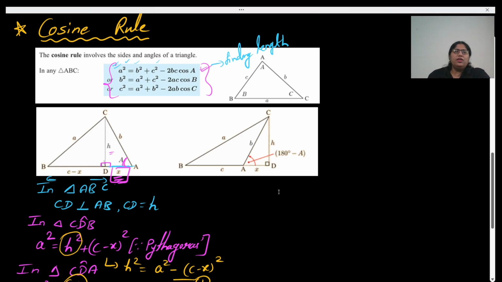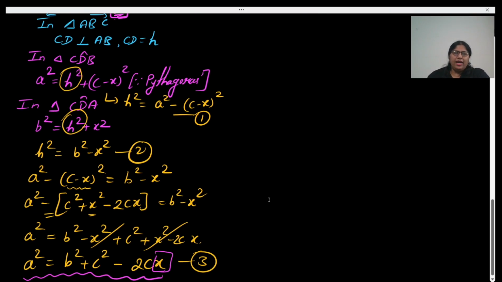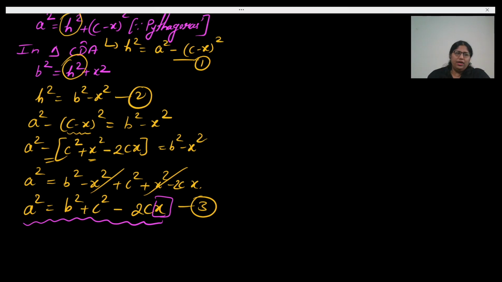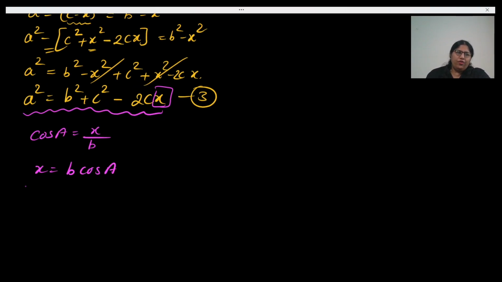So which trigonometric ratio can I use for angle A in the first triangle? Cos rule. Cos A is going to be adjacent by hypotenuse. So here cos A, adjacent is x, hypotenuse is b. Right? And what will be the value of x? b cos A. Now in equation 3, if you substitute x, you will get a square is equal to b square plus c square minus 2bc cos A.